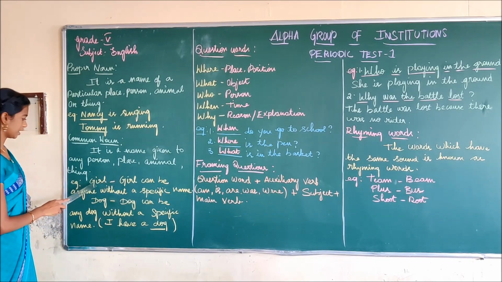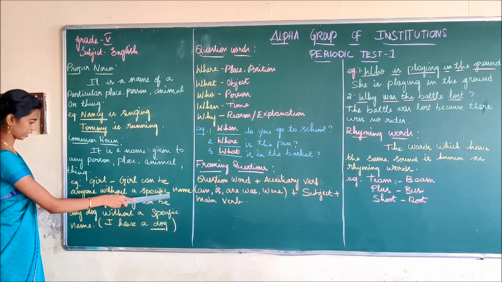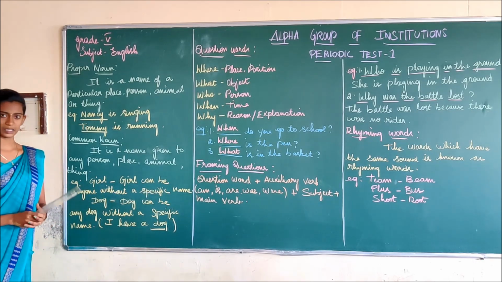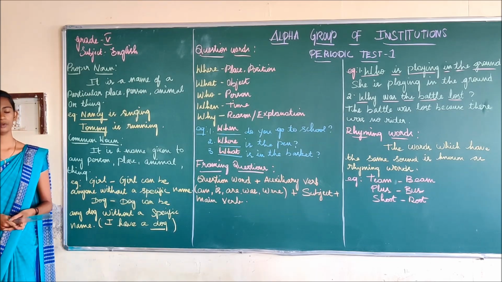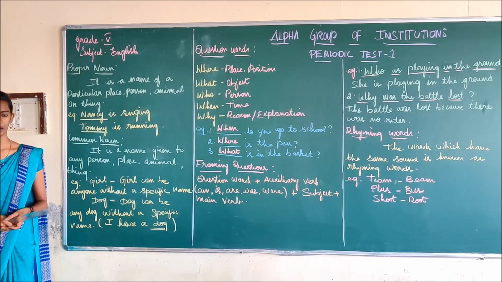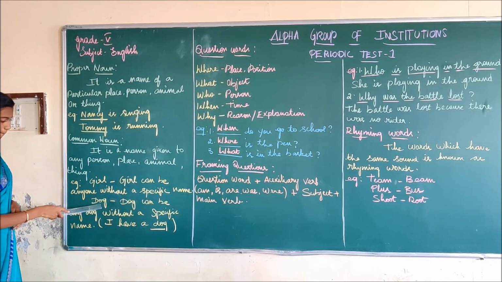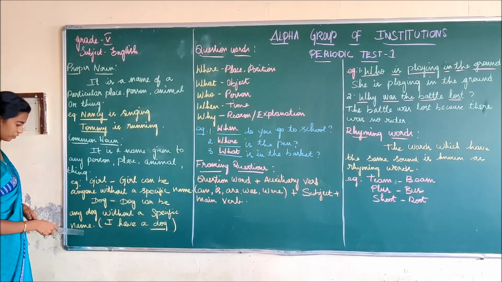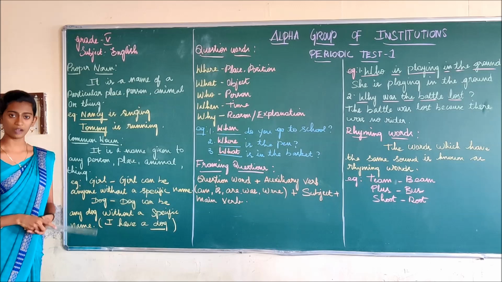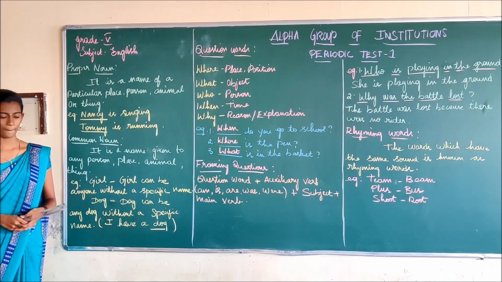See the example. Girl. Girl can be anyone without a specific name. So if they represent a girl, and if they don't give a specific name to the girl, it is known as the common noun. Next example, dog. Dog can be any dog without a specific name. If they represent a dog without any particular or specific name, it is known as the common noun.